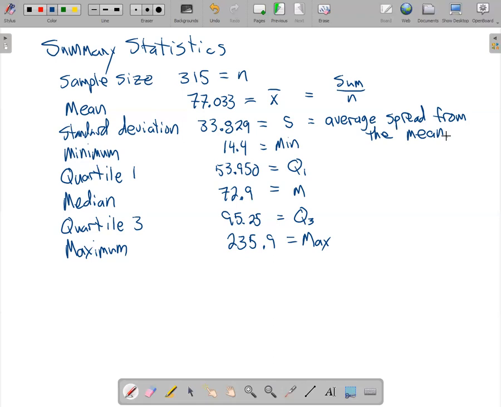Okay, so we'll play with that in a minute. Minimum, that's pretty straightforward. I don't know what else to say about that. It's the smallest number there is in the data.